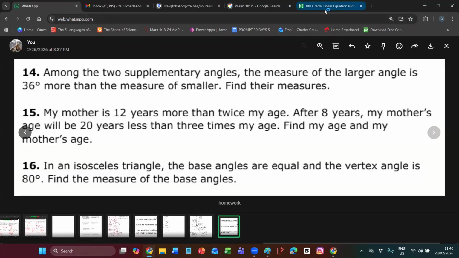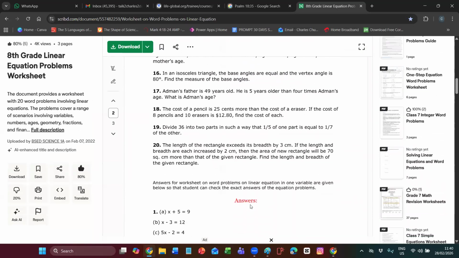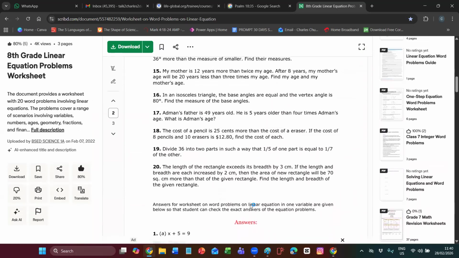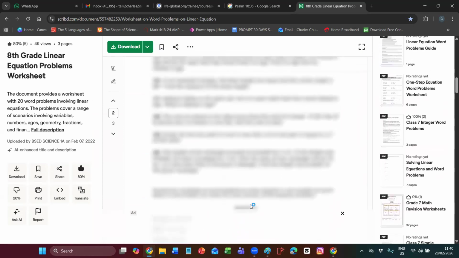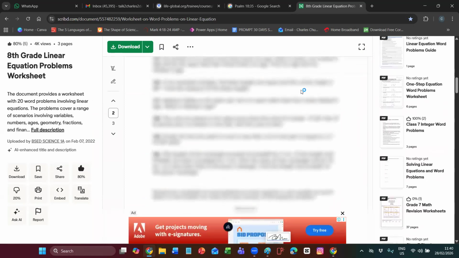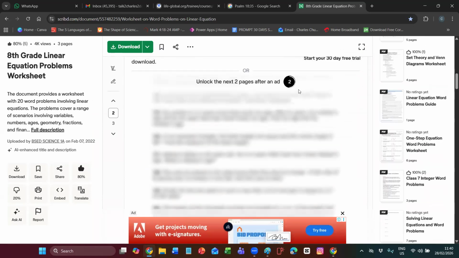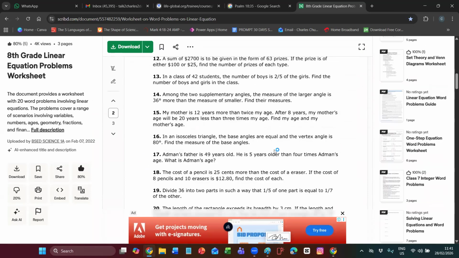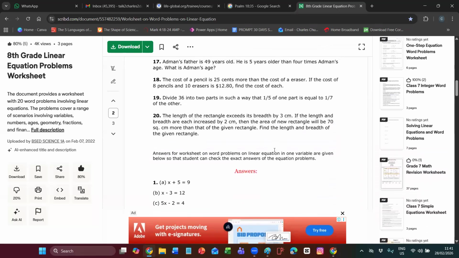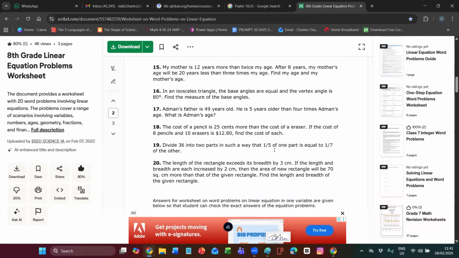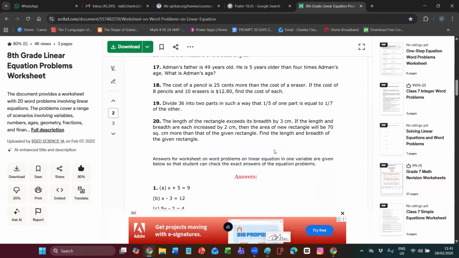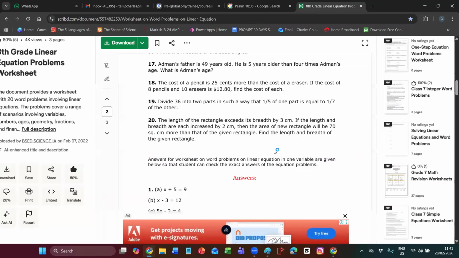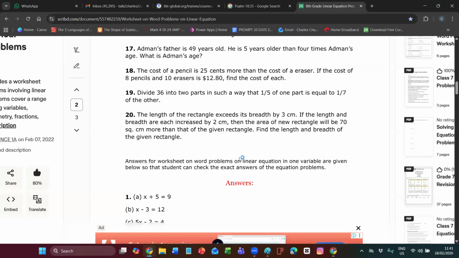That was 16. So let's just finish this one and then I wanted us to go to the next equation. Let's look at number 17. Can you see my screen? Yes, sir. Okay, good.